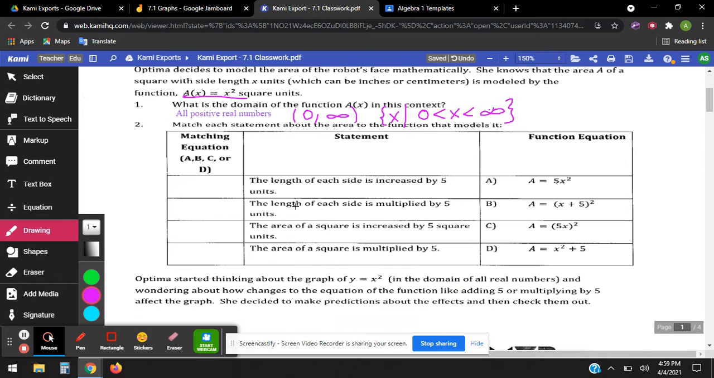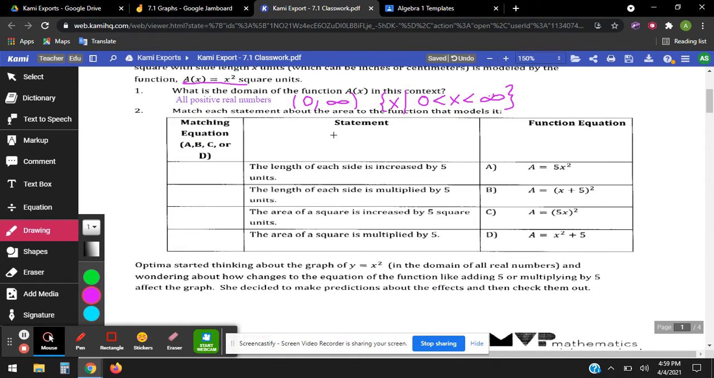All right, so now we're going to match each statement about the area to the function that models it. So the length of each side is increased by 5 units. So we have an x, and we're going to add 5 units, 3, 4, 5, to each side. Well, that's an x plus 5, x plus 5. And then we have to square it to get our area. So that makes it B.